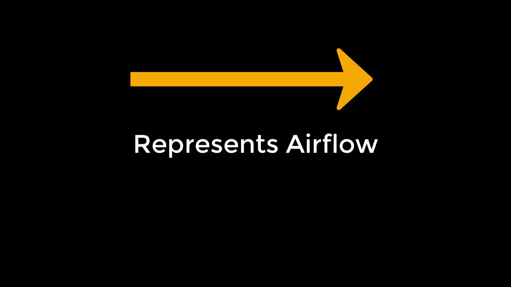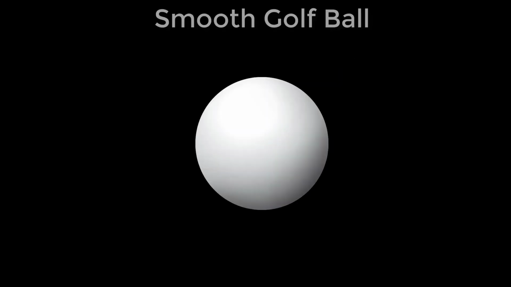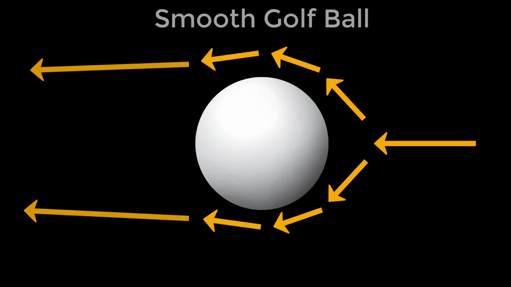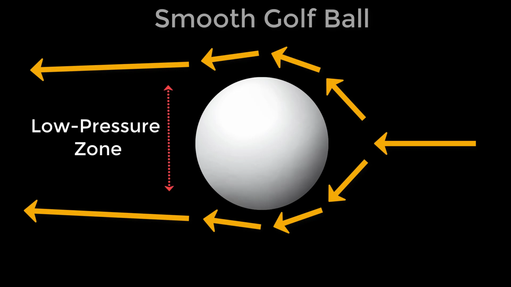This represents airflow. We will start by testing a smooth golf ball. As you see, the airflow is going around the golf ball, but is creating what is called a low pressure zone. Low pressure zones create drag, and drag slows down a golf ball when it's flying in the air.